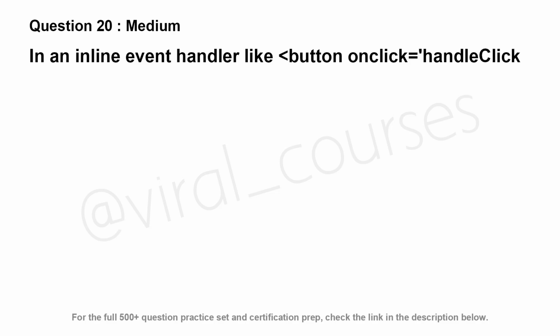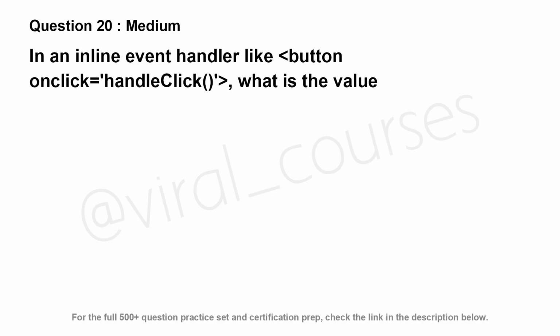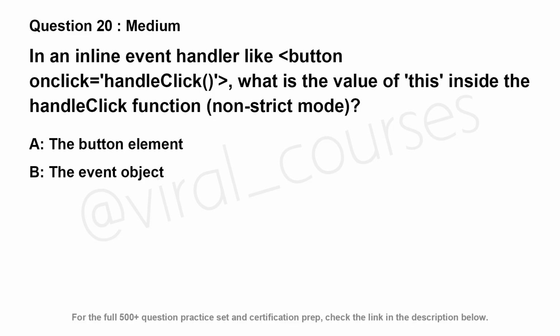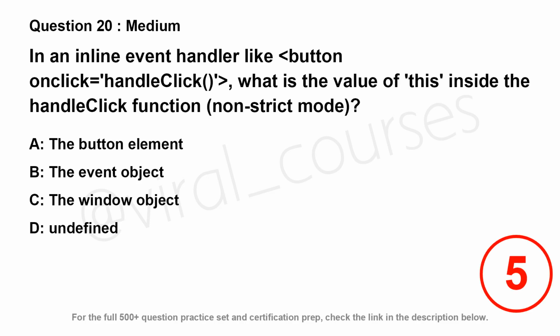In an inline event handler like <button onclick="handleClick()">, what is the value of this inside the handleClick function? Non-strict mode. Option A, the button element. Option B, the event object. Option C, the window object. Option D, undefined.